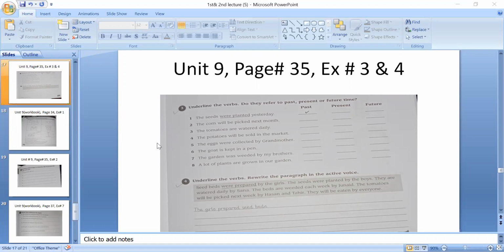Okay. Will be picked. You have to underline these verbs. Will be picked. Please underline it. Will be tells us about future time, and picked is the third form of the verb. You have to underline will be picked, and then you will mark a tick in the third column, where the word future is written. That is future.